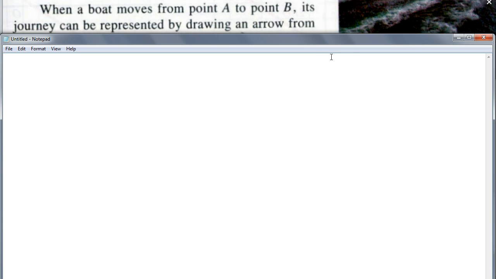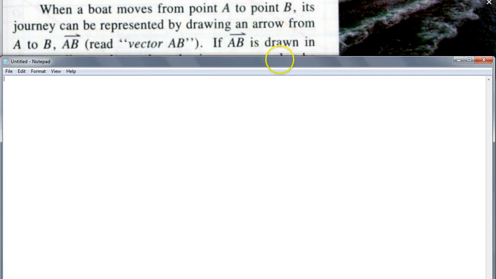Okay, so somebody read this for us. How about Jonathan? Can you read this for us? When a boat moves from point A to point B, the journey can be represented by drawing an arrow from A to B. AB with the arrow to the right. Yeah, so we read vector AB. Okay, so that's how we read.